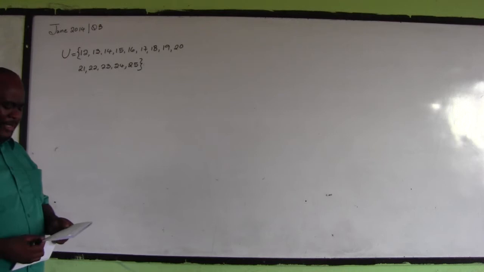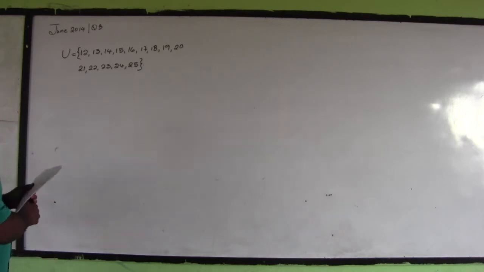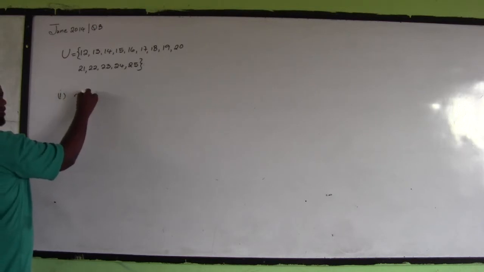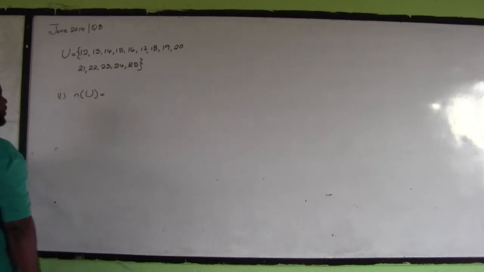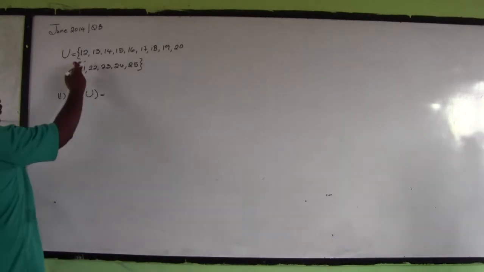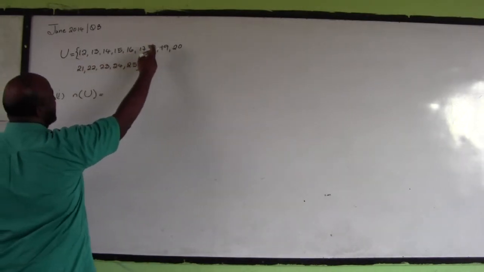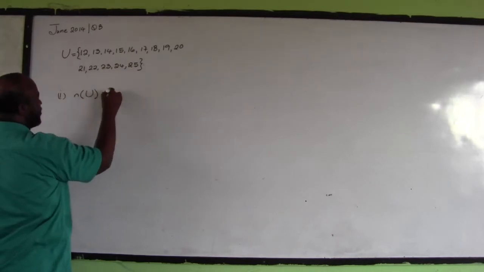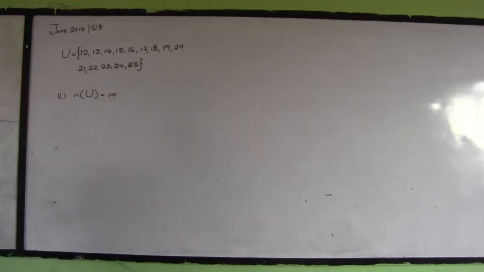I. How many members are in the universal set? Well, they're asking you for the number of elements in the universal set. Let's count them. 1, 2, 3, 4, 5, 6, 7, 8, 9, 10, 11, 12, 13, 14. The universal set has 14 elements.